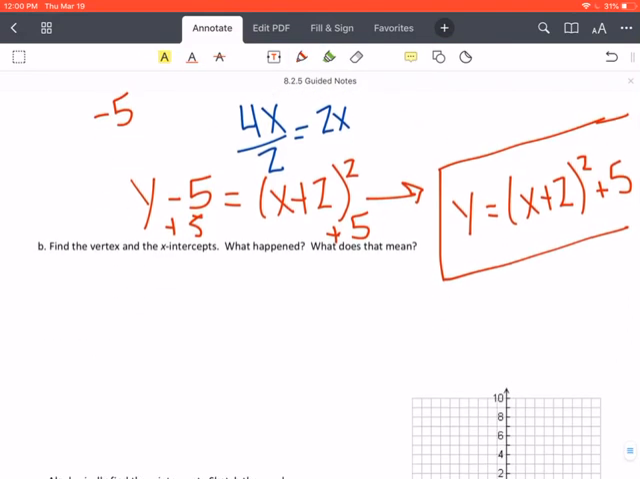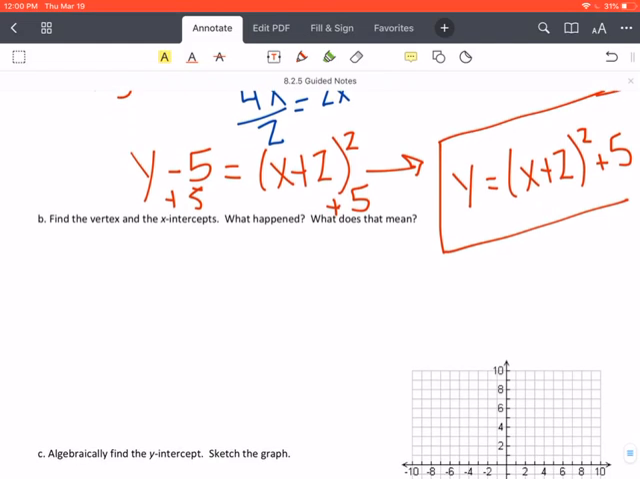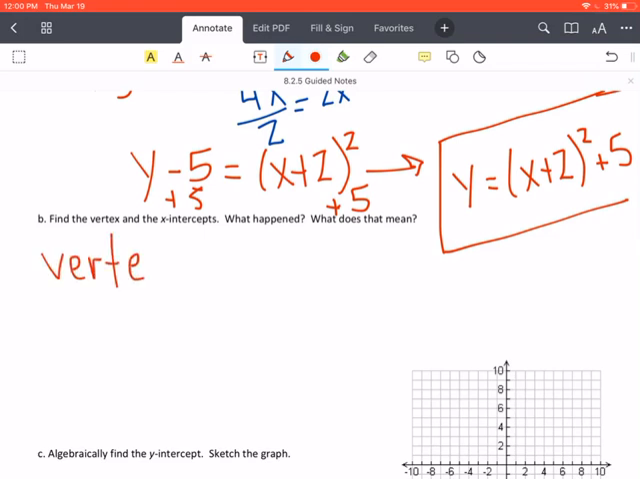So now it asks us to find the vertex and the x-intercepts. Let's start with that easy vertex. So what are we going to do? We're going to take the opposite of 2, which is -2, and exactly what we see as our units. So there's our vertex.